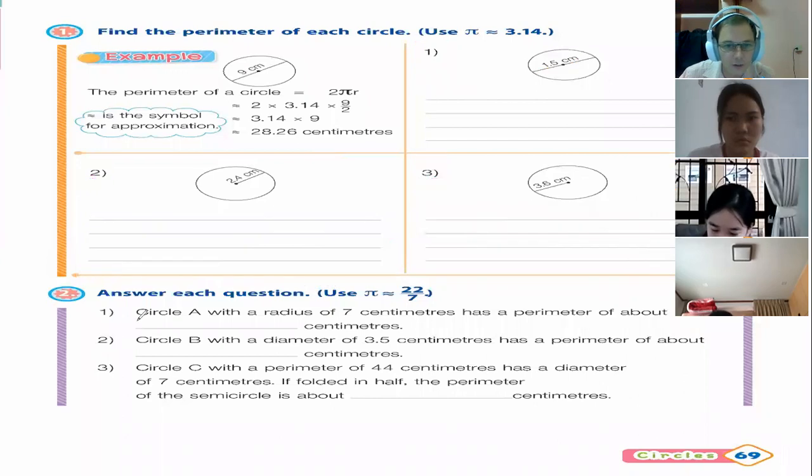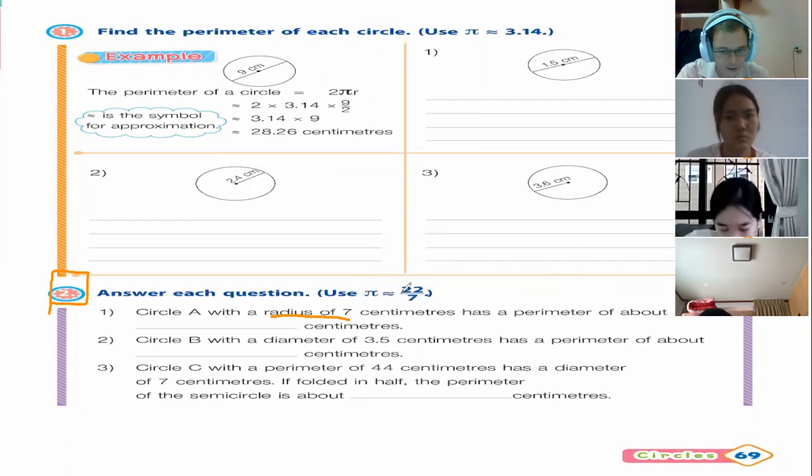So the bottom ones over here, number 2, we'll just quickly go through them. You can follow along, but they are pretty straightforward. They just give us the circle and the radius in centimeters, and it asks us circle A has a perimeter of about. So we have to quickly calculate. They want us to sort of guess.